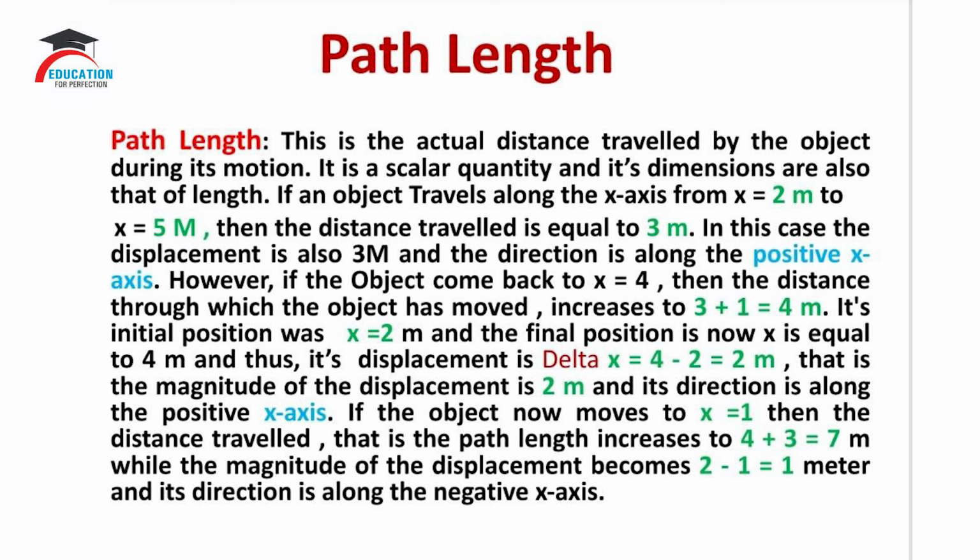If the object now moves to x equal to 1, then the distance traveled, that is the path length, increases to 4 plus 3, which is equal to 7 meters, while the magnitude of the displacement becomes 2 minus 1 equal to 1 meter, and its direction is along the negative x-axis.